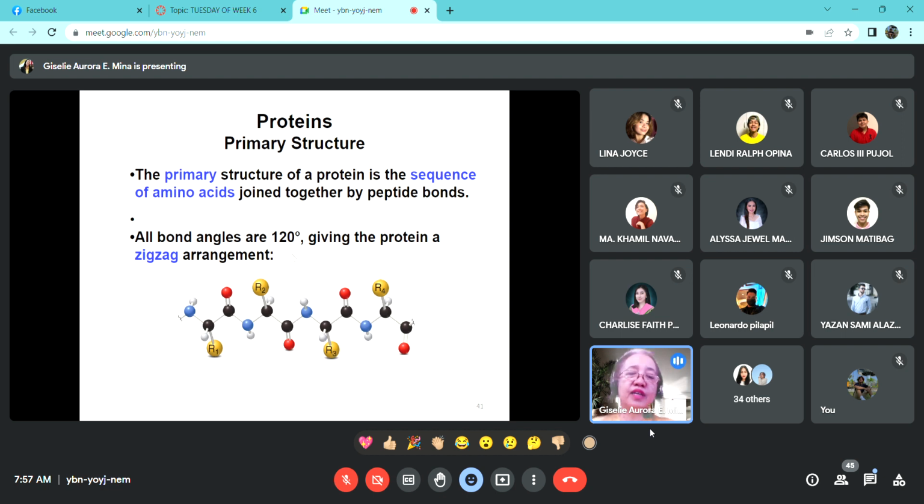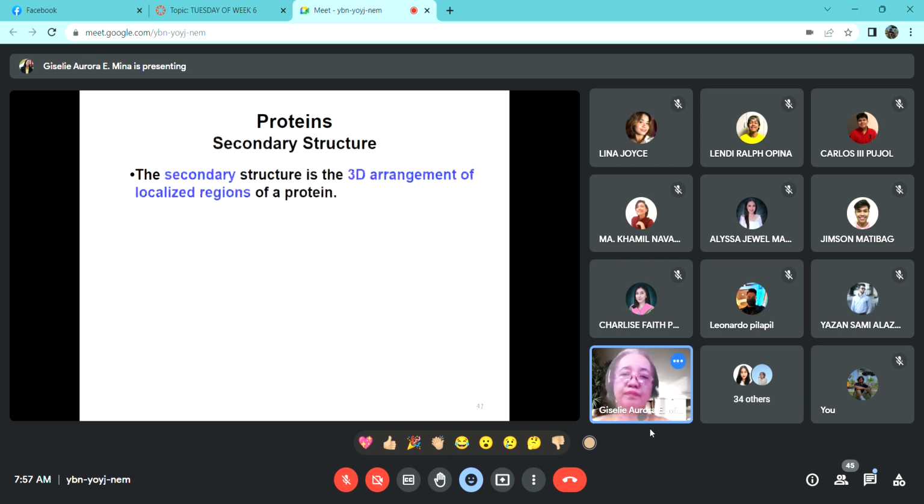So all bond angles are 120 degrees, giving the protein molecule a zigzag arrangement. Here, this is just a continuous bond of your amino acids, but the difference here is that the alkyl groups are positioned in an alternate way. Below the plane, above the plane, below, above, the alkyl group, resulting in a zigzag arrangement of your primary protein. So this is the simplest protein structure, your primary protein.